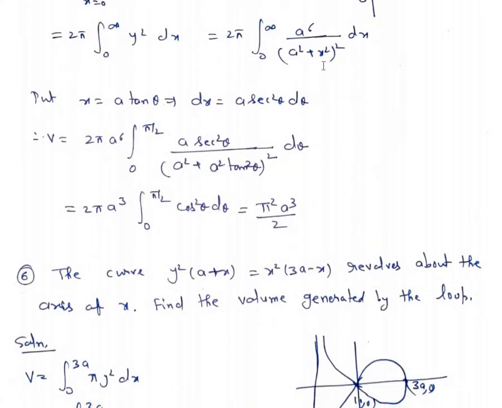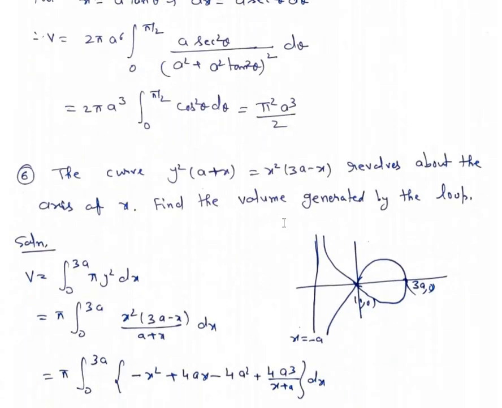Now because we have a² + x², put x = a tanθ, so dx = a sec²θ dθ. So the volume is 2πa⁶, the limits for θ will be 0 to π/2, dx is a sec²θ dθ, and in the denominator we have (a² + a² tan²θ)². Simplifying, we get 2πa³ ∫ from 0 to π/2 of cos²θ dθ. So on integrating we get it as π²a³ / 2.